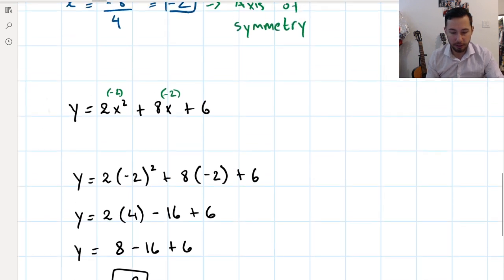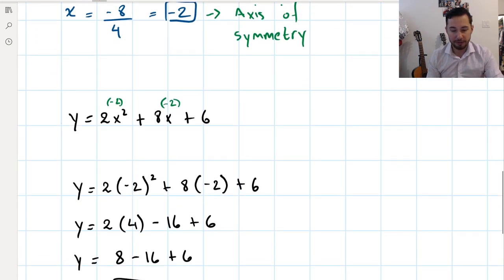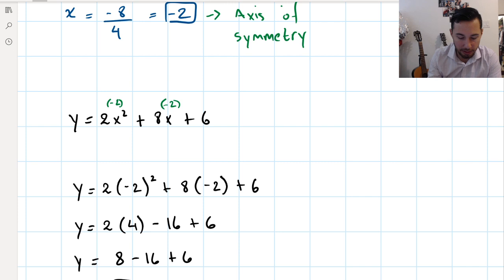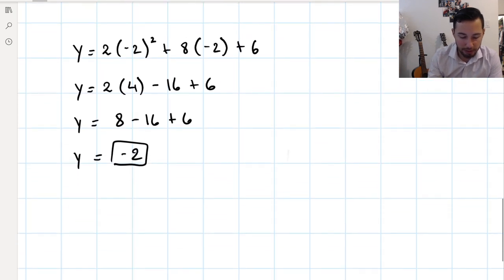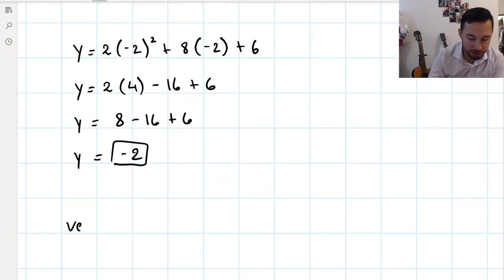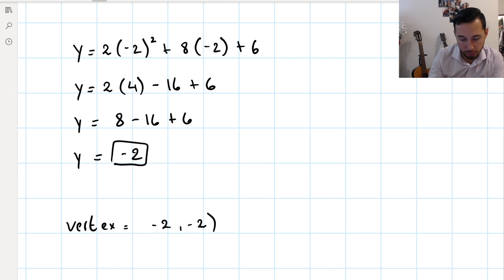And coincidentally, it's the same one as my x value. Not that that will always be the case. But if I want to write this as an answer, then my vertex will be negative 2, comma, negative 2. And I'm done with the vertex.